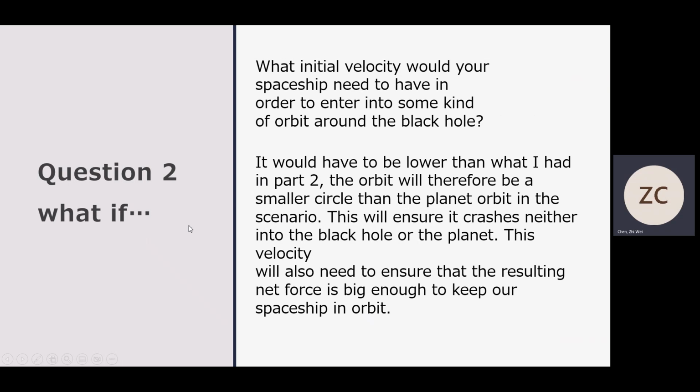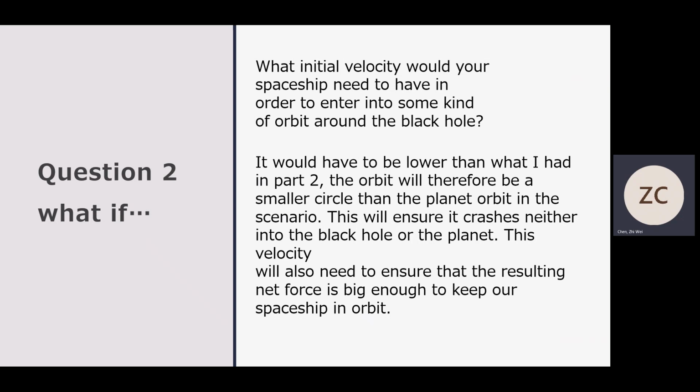Question 2, what if? Question 2 of the lab asks what initial velocity your spaceship would need in order to enter into some kind of orbit around the hole. Well, for part 2 of the project, my spaceship actually escaped the hamburger between the planet and the black hole by going really fast, and it escaped the hamburger before the planet started orbiting the black hole.